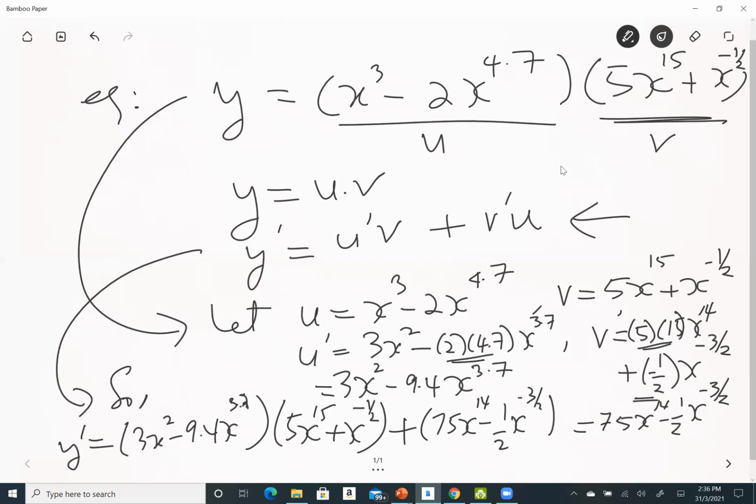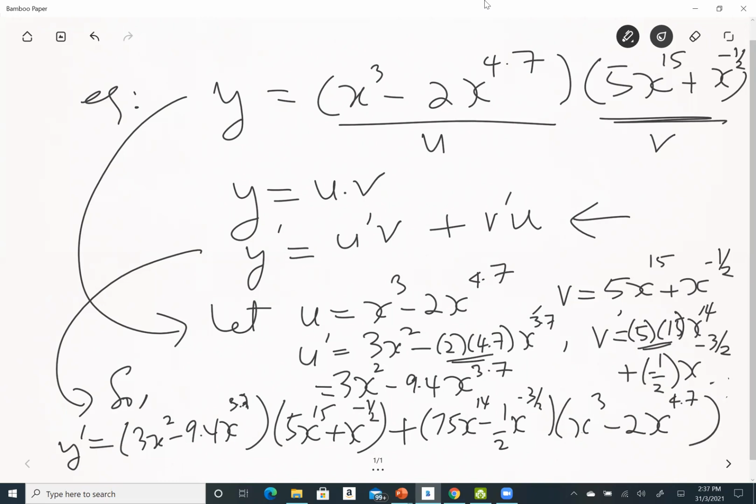Okay, multiply. So what I do, I take out the marker because I am out of space. Multiplied by v, which is x cubed minus 2x 4.7. Okay, so that's the thing.